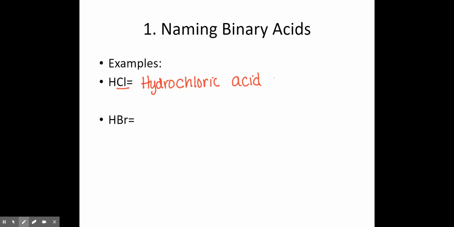Next, we have HBr. So again, we start with the word hydro, identify the nonmetal as bromine, and change the ending to IC. Then we write the word acid, hydrobromic acid.